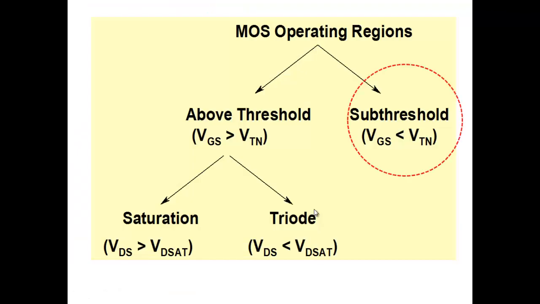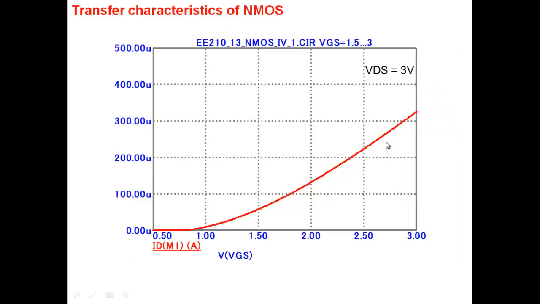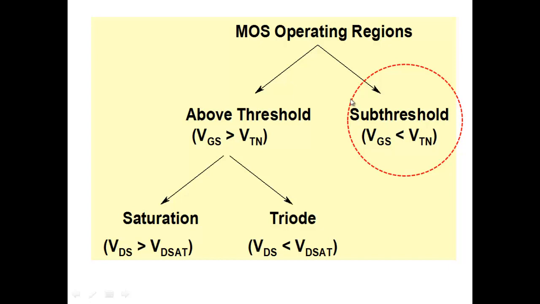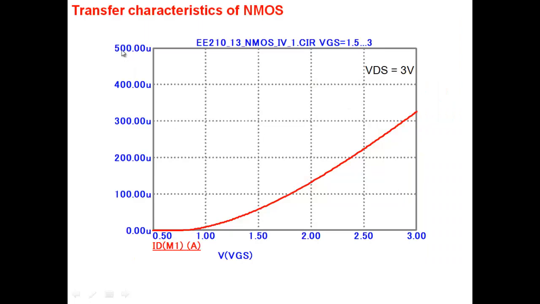All right. So back to the last one here: above threshold, saturation, triode, and let's look at subthreshold. What I'm plotting here is drain current versus gate to source voltage. This is what we call the transfer characteristics. The first one was output characteristics. This is transfer characteristics: drain current versus gate to source voltage.